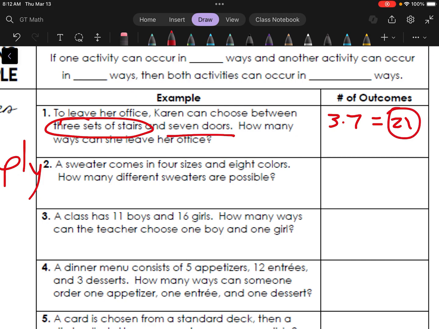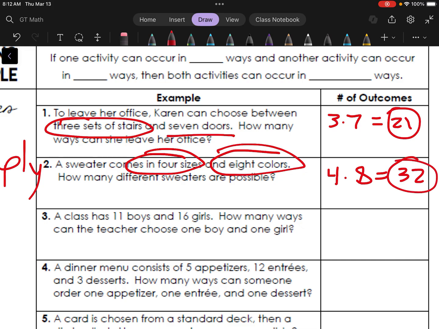Okay. A sweater comes in 4 sizes and 8 colors. Okay, so you have 4 sizes. That's selection 1 or event 1, and 8 colors. That's selection number 2. Okay, so 4 times 8, 32. So there are a total of 32 outcomes. There are 11 boys and 16 girls. How many ways can the teacher choose 1 boy and 1 girl? Once again, you're multiplying these 2 to figure out the outcome. Okay.